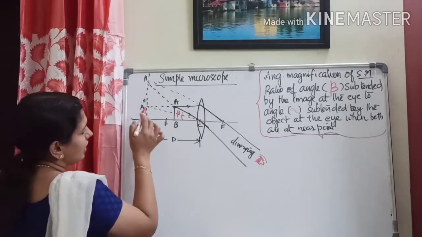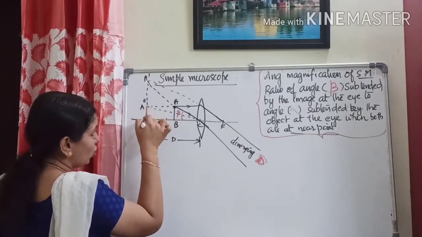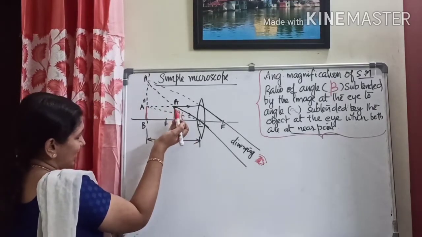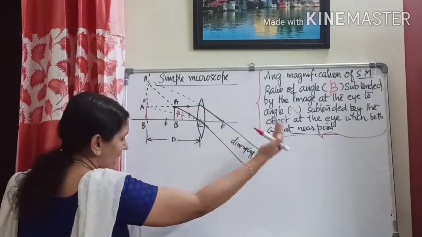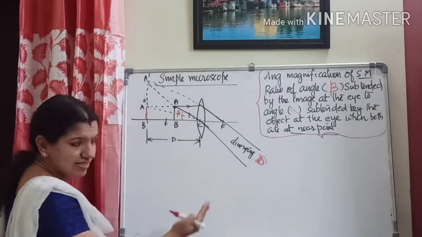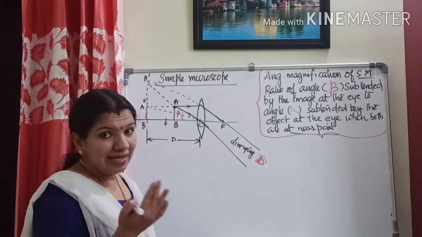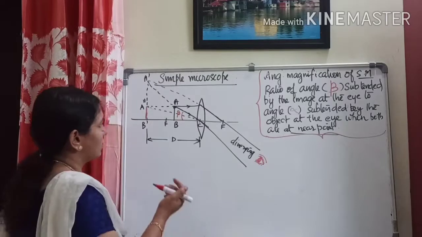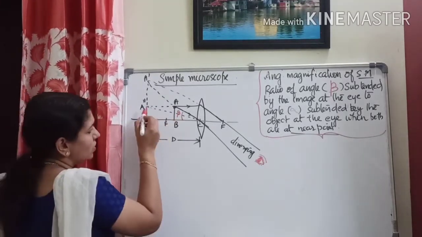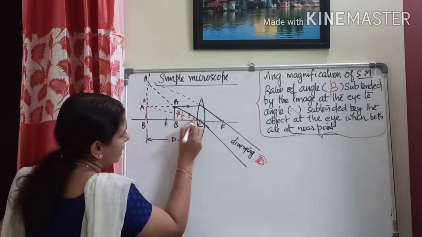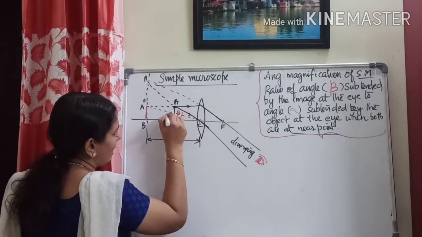Okay. Now, this is what? The object. Assumed object. Even though object is placed here, to write this definition or to derive the expression, we are assuming that the object is also at the near point or the least distance of distinct vision. So that now your object is here. Assume that. Okay. So this is the angle made by the object which can be represented as alpha.